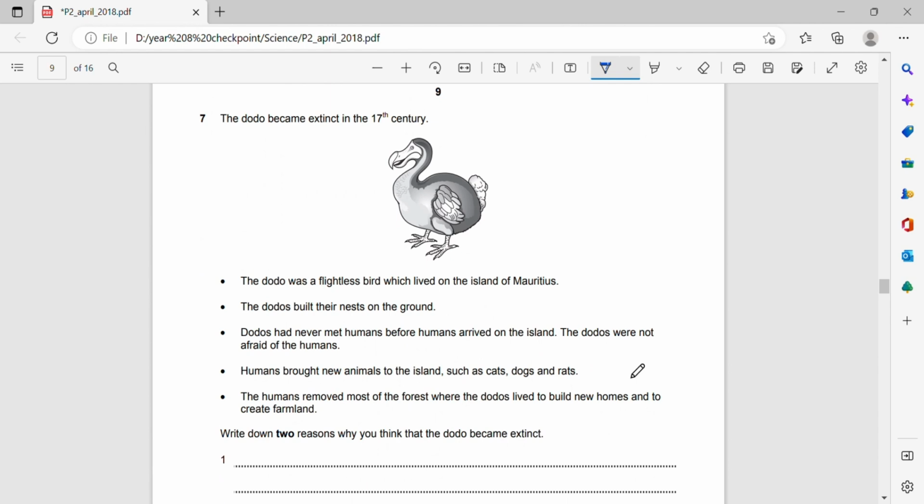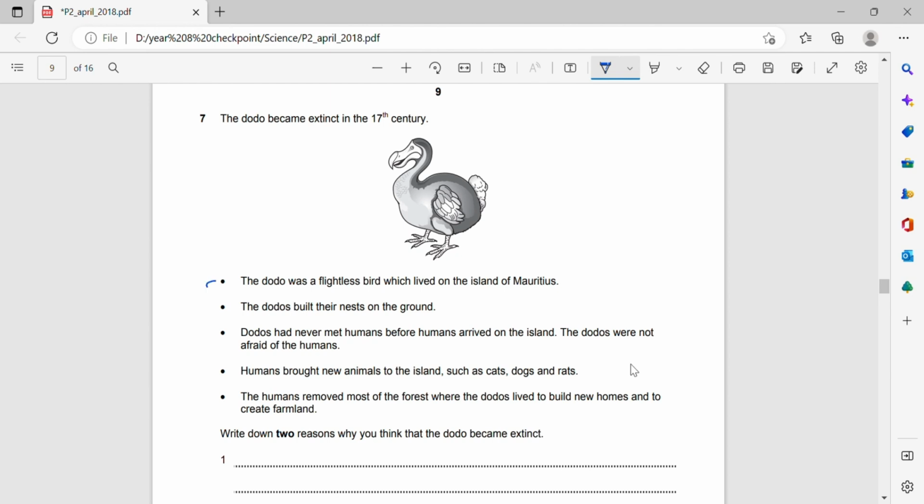Question number 7. The dodo became extinct in the 17th century. The dodo was a flightless bird which lived on the island of Mauritius. The dodos built their nests on the ground. Dodos had never met humans before humans arrived on the island. The dodos were not afraid of the humans. Humans brought new animals to the island, such as cats, dogs, rats. The humans removed most of the forest where the dodos lived to build new homes and to create farmland. Write down 2 reasons why you think that the dodo became extinct.